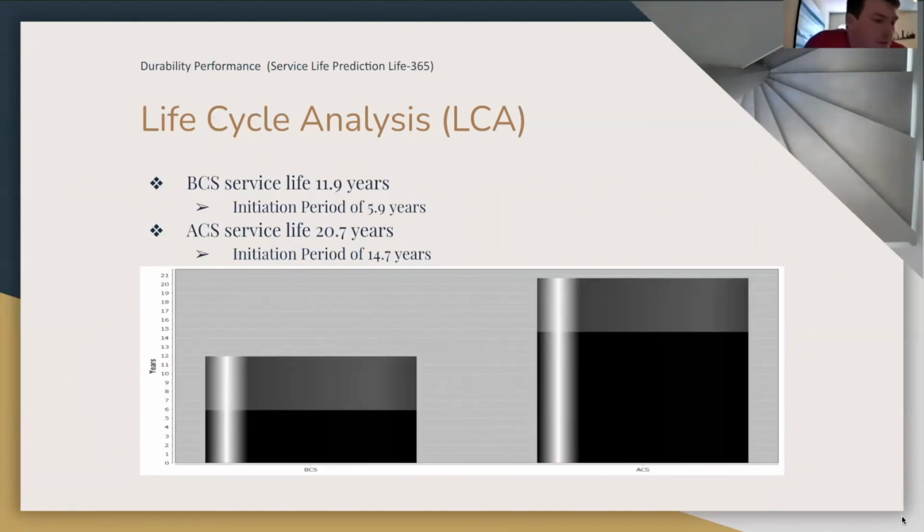From the data collected from the Life-365 application, for the service life of replacing 35% of cement with fly ash, we can expect to see an increase of 8.8 years of service life, from 11.9 years to 20.7. The initiation period is also increased from 5.9 years to 14.7 years. The initiation period is the number of years it takes for the corrosion of the steel to be initiated.